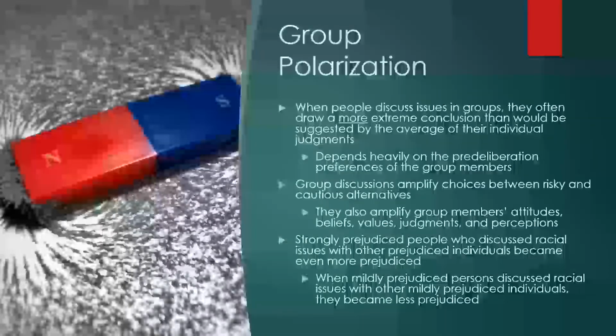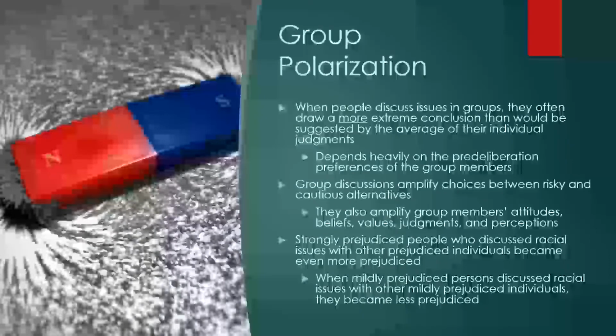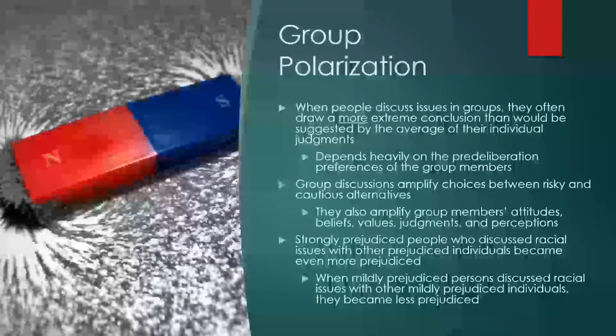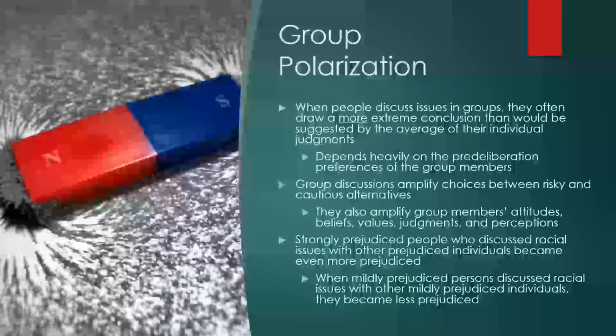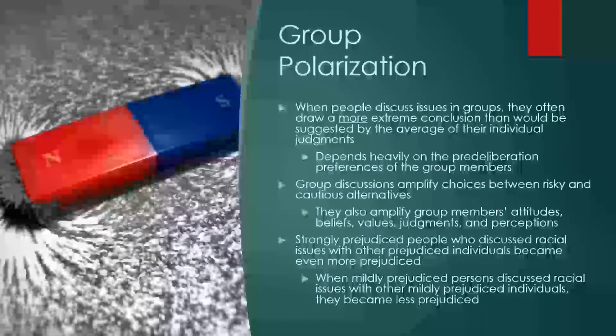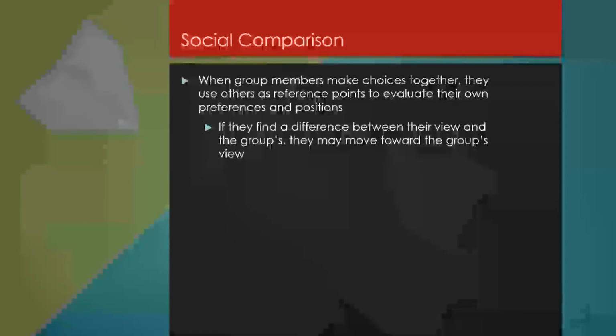Another study was kind of similar, but they had strongly prejudiced people discuss issues with other prejudiced individuals, and they became more prejudiced. So there was this shift to the more extreme. But when they had mildly prejudiced people discussing issues with other mildly prejudiced individuals, it became less pronounced. This is the polarization that's happening: there are these social comparison processes of trying to fit in with other people, and so you end up taking extreme positions on things just because of that social pressure, social comparison.